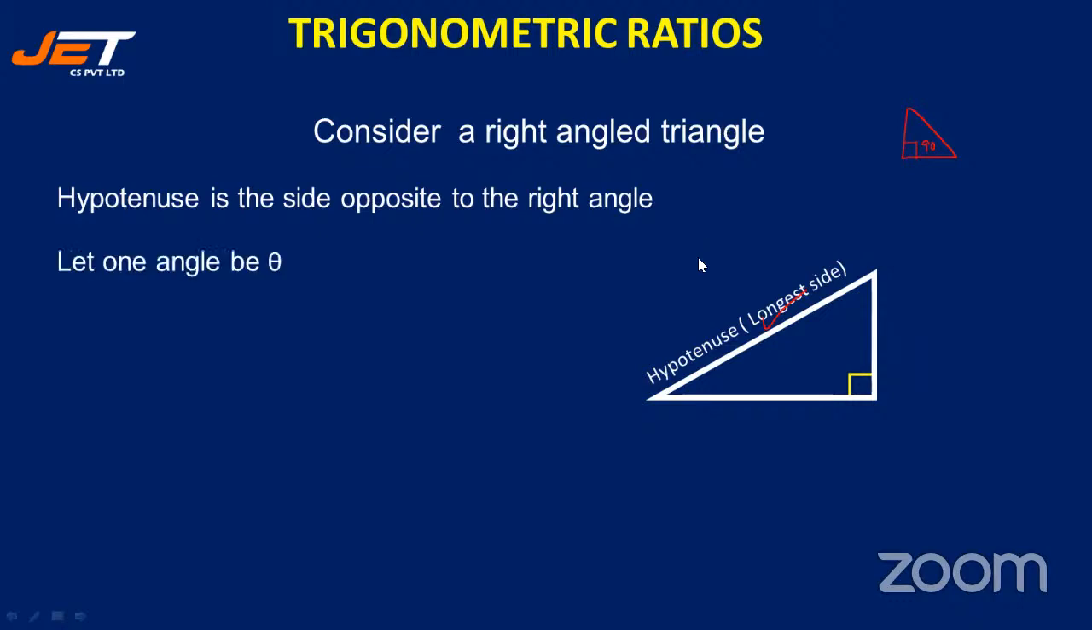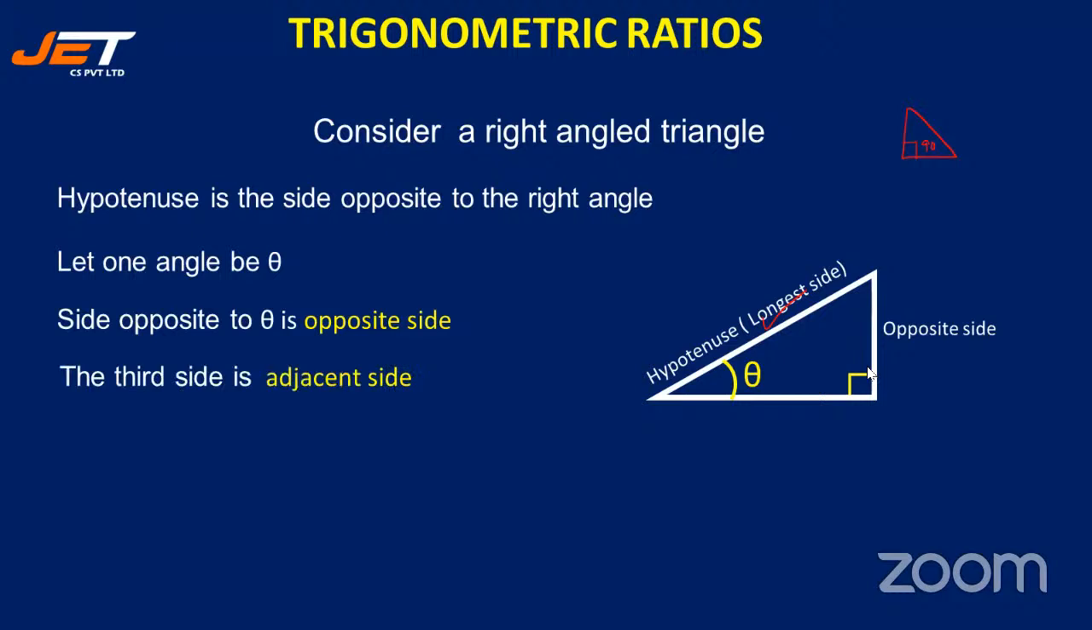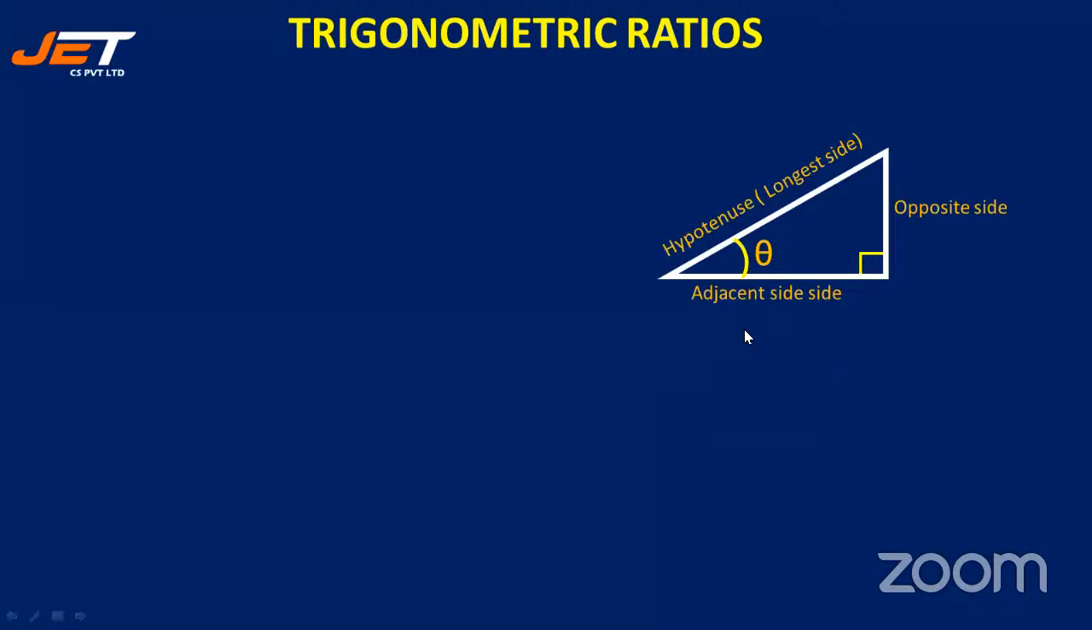Now let one angle be theta. So we are assuming this to be theta. The side opposite to theta is called the opposite side. And the third side, that is this one, is called the adjacent side. You should always remember this, because in trigonometry you must know about the right angle triangle, and what should be taken as hypotenuse? Always the longest side. The side opposite to theta is the opposite side, and the one which is adjacent is the adjacent side.